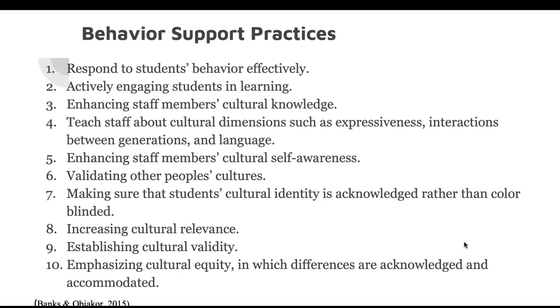Validating other people's culture: validate where people come from, the language that they speak, the kind of food that they eat, making sure that students' cultural identity is acknowledged rather than the color. Don't be color blind. Just because you see someone of a different color, a different race, make sure that you understand what their background truly is. You don't want to assume that you know what it is. Ask them. Increasing cultural relevance: establish cultural validity, and emphasize cultural equity, in which differences are acknowledged and also accommodated.